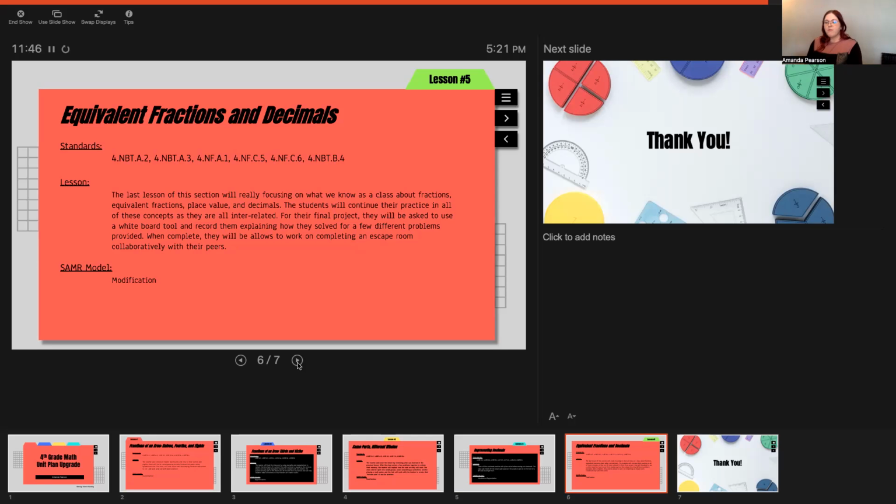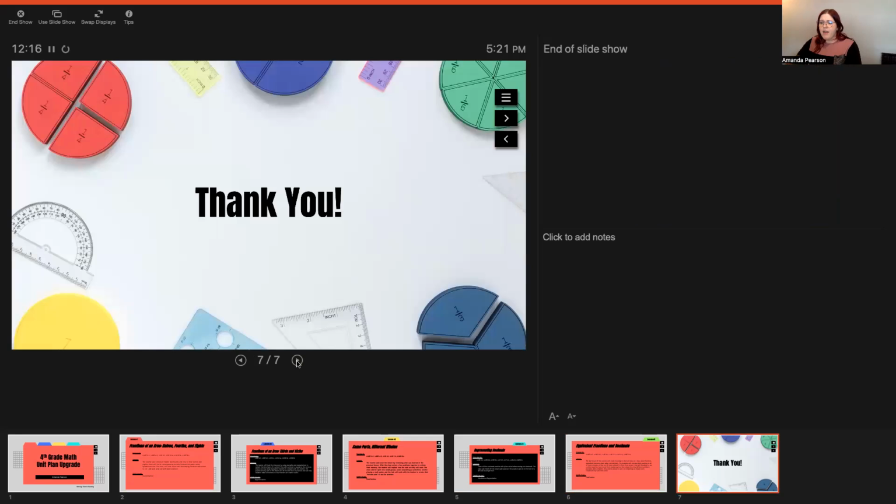I thought that this would fit as far as modification, because they are able to show their understanding. They're using the technology to do that, and interacting with the technology, not just using the technology as a means of sharing the information or passing that information to the student. They are actually having to work at it and express their understanding through the use of the technology. So that's where I put this one. And so that was lesson number 5.